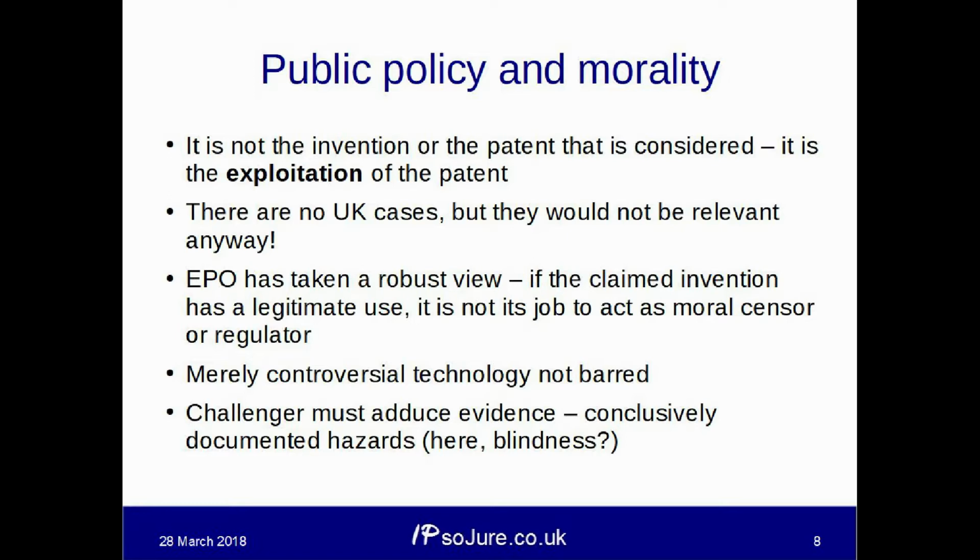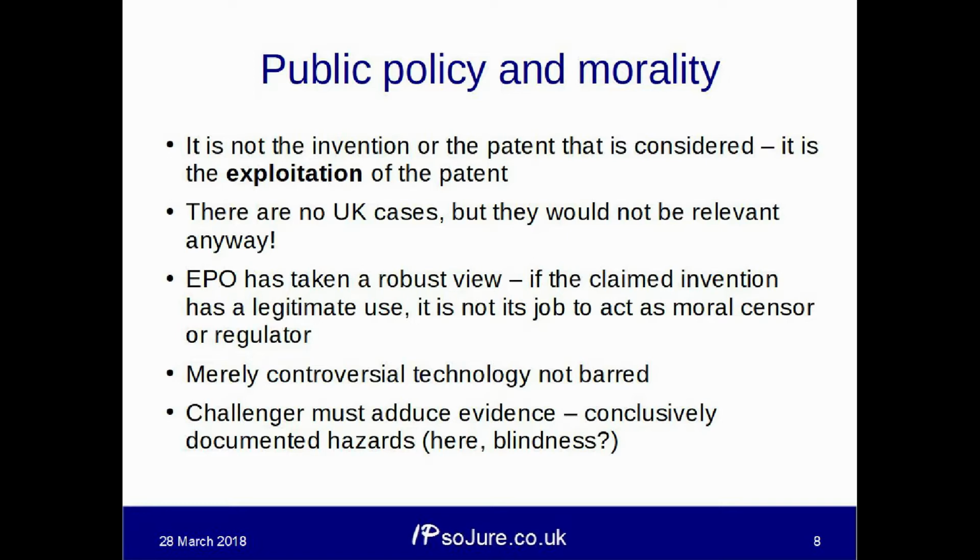This means that if technology is controversial, you can still get a patent for it. It's got to go well beyond that. But whoever's challenging the patent, whether it's the examiner in the European Patent Office or an opponent later on, has got to adduce evidence. There have got to be conclusively documented hazards, so the EPO says.